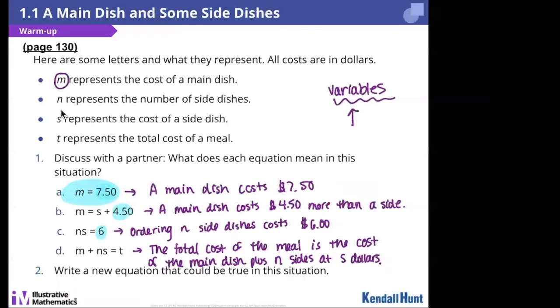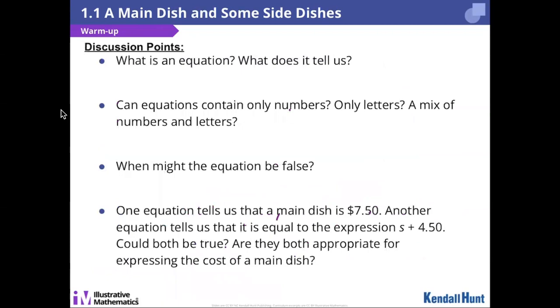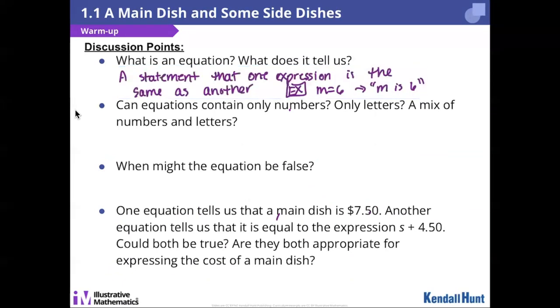Now, at the end of the day, these are not in your book when you see this new screen. We want to think about what some of these pieces are. So for example, for the first bullet point, it says, what is an equation and what does it tell us? Well, an equation here is simply a statement. If you're using equals to compare two things, you're saying that one thing is the same thing as another thing. So if m equals 6, you're saying m is 6. M is equivalent to 6.